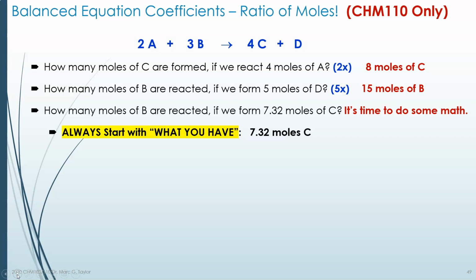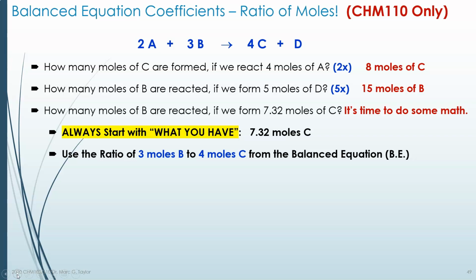And it doesn't really matter whether the thing we have is a product or reactant. We're given any one of the substances, we can figure out how much of any one of the other substances are either required or will be produced. It doesn't matter which one we start with, we can get any one of the others. So we start with 7.32 moles of C.